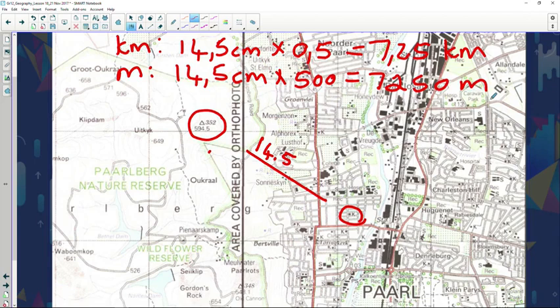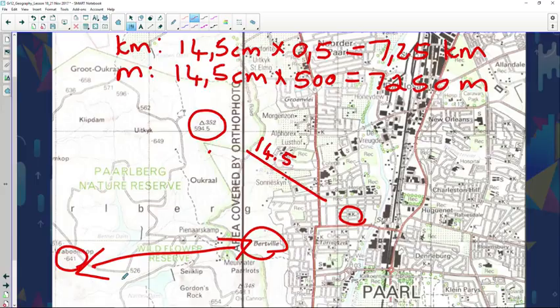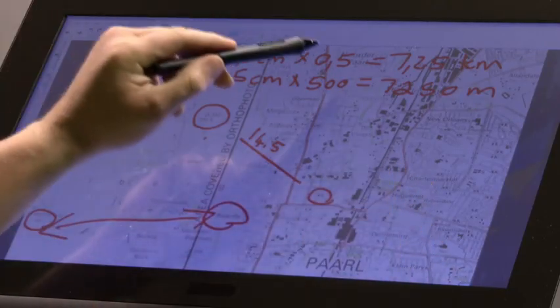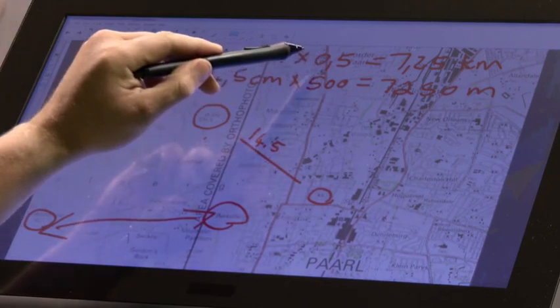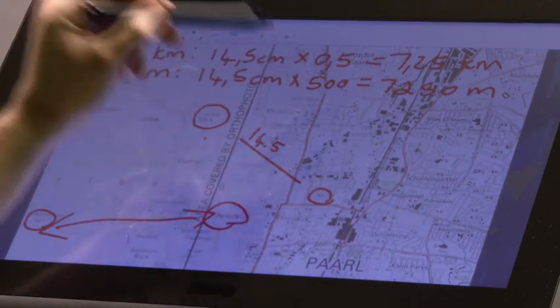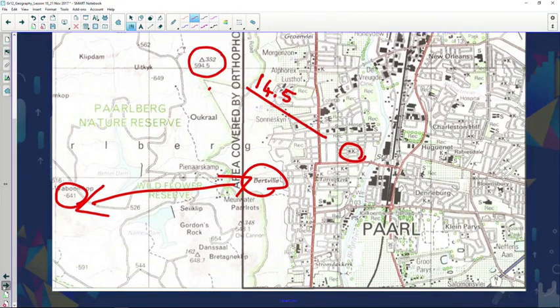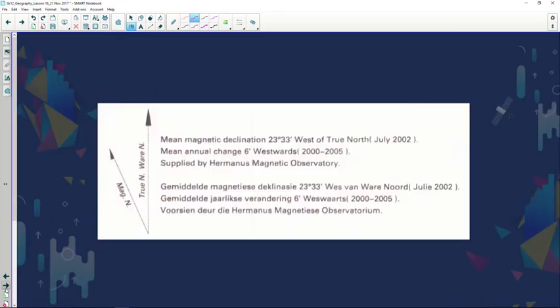Okay, same principle. If I had to ask you to go and calculate the distance from spot height 641 to Birdville, use your ruler, measure the distance between the two areas, times it with 0.5 if you want your answer in kilometers, times it with 500 if you want your answer in meters. Now let's just quickly go and have a look at an orthophoto.